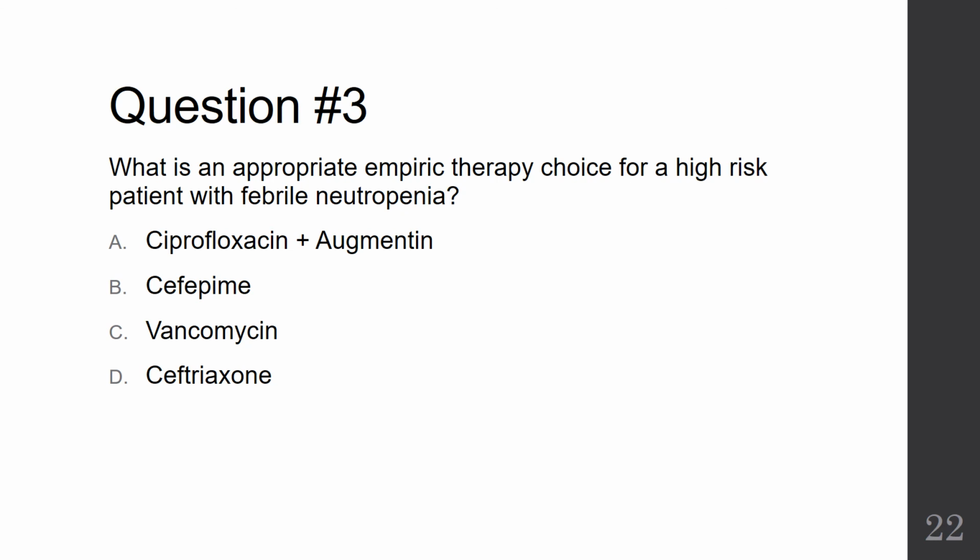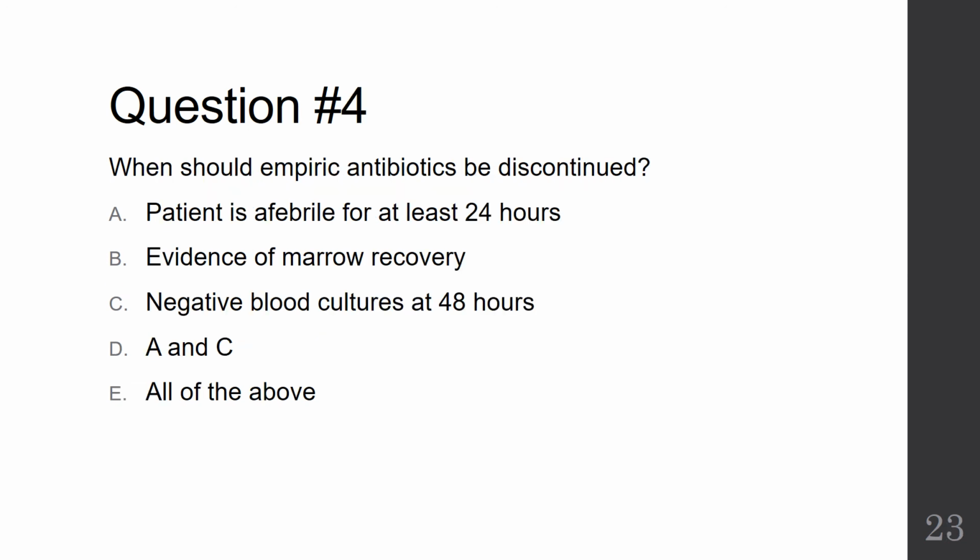Question number 3, what is an appropriate empiric therapy choice for a high-risk patient with febrile neutropenia? This is going to be answer choice B, cefepime. Question number 4, when should empiric antibiotics be discontinued? This is going to be answer choice E, all of the above.